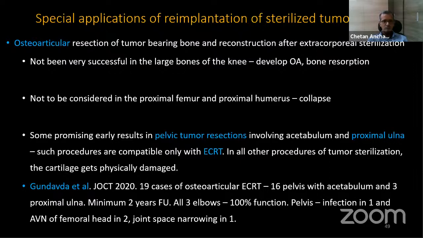Gunzauda et al. have reported in 2020 of 19 cases of osteoarticular ECRT in which 16 pelvises with acetabulum and 3 proximal ulna were managed with this procedure with a minimum 2 years follow-up. All 3 elbows have 100% function. In the pelvis, they had 1 infection, avascular necrosis of the femoral head in 2, and joint space narrowing in 1 of the cases.